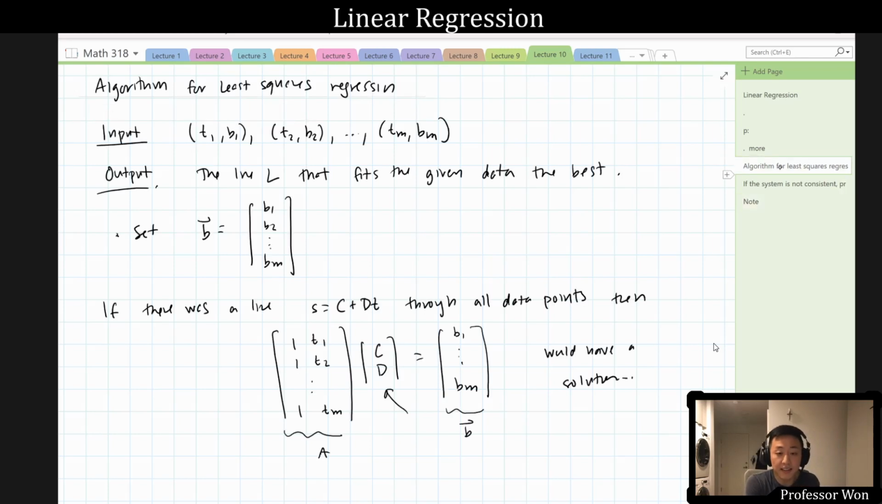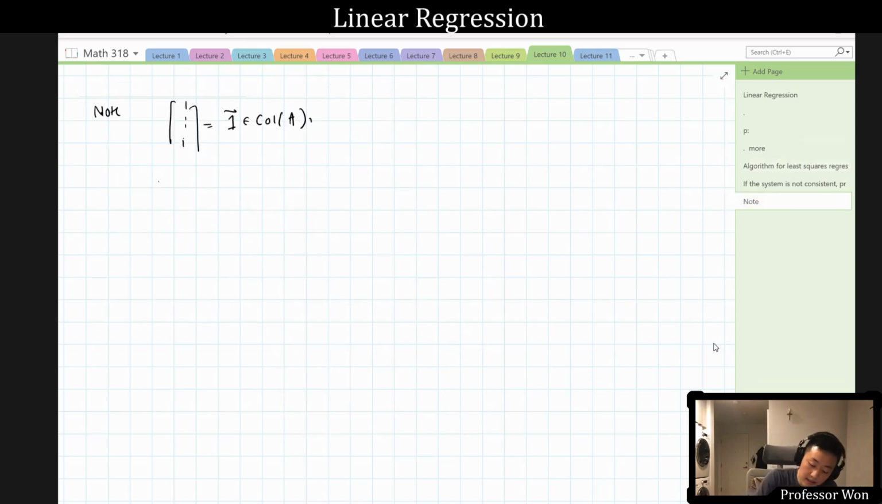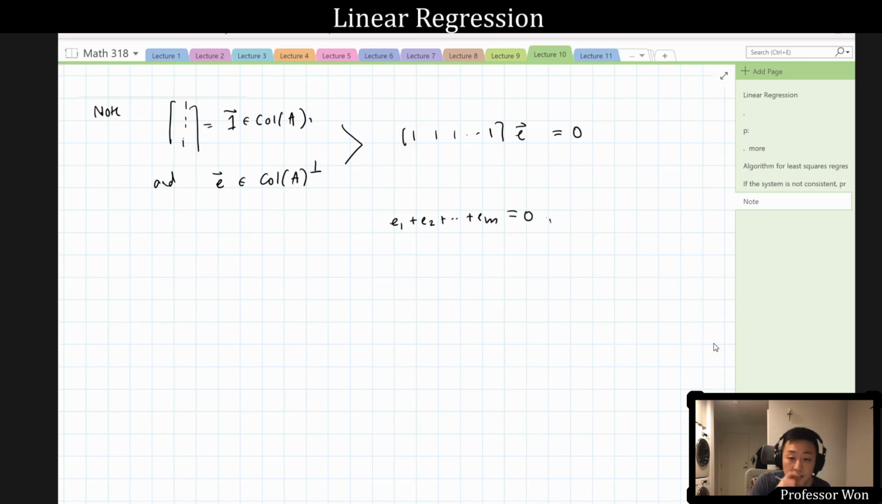If we look at this matrix A, the first column is the all ones vector. And we know that E is perpendicular to the column space of A, because it's the error term, right? Since it's the closest point, it's perpendicular to the column space, which means that these two vectors must be orthogonal. So if I take this vector and I dot it with E, this is equal to 0. What does this mean? This means that if you sum up the differences, you always get 0. That's not an obvious fact.